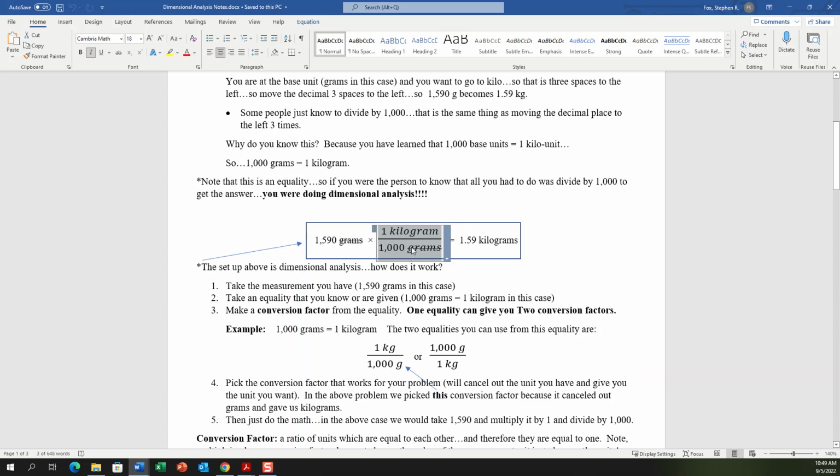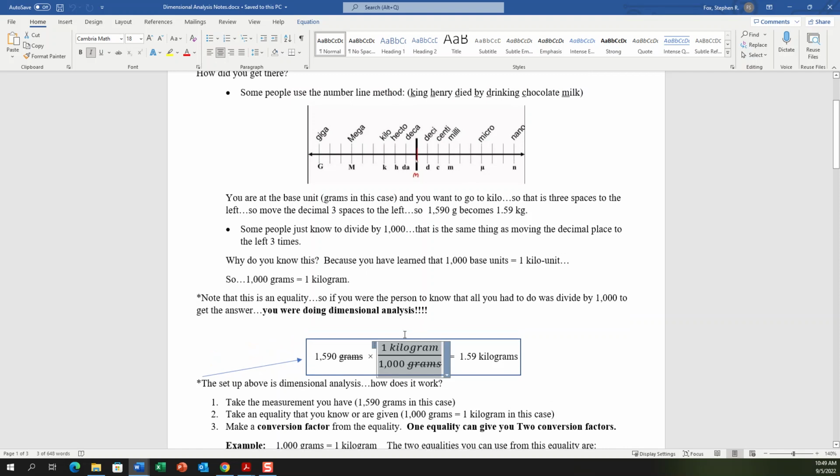And we get this ratio based on an equality. So I know that 1,000 grams equals 1 kilogram, right? That's a metric equality that you should memorize, that you should know. And it doesn't have to be just grams. Just 1,000 base units equals 1 kilo of those units.